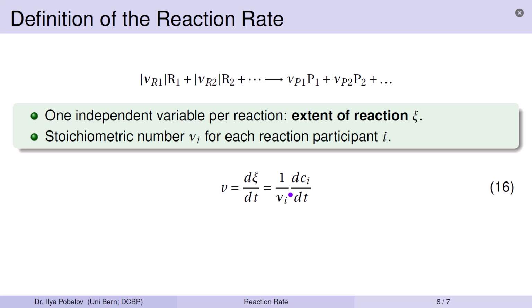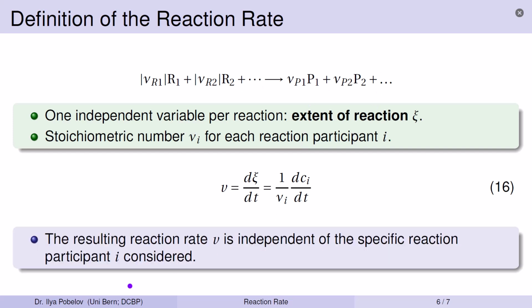Recalling the definition of the extent of reaction, the reaction rate can also be expressed as the rate of change of any reaction participant divided by its stoichiometric number νi. As stoichiometric numbers indicate the proportions of each substance in the balanced chemical equation, the resulting reaction rate is independent of the specific reaction participant considered.